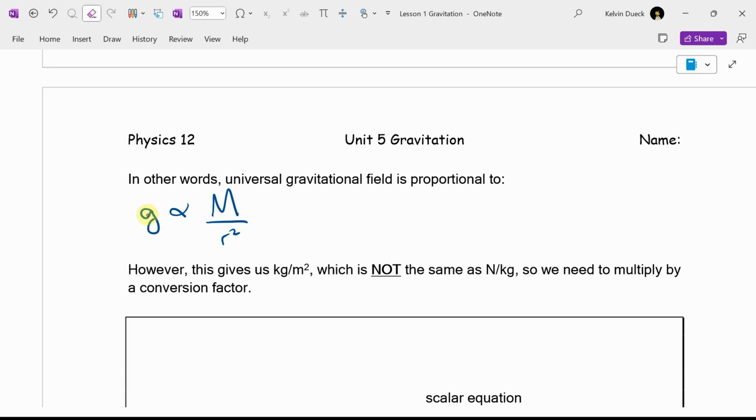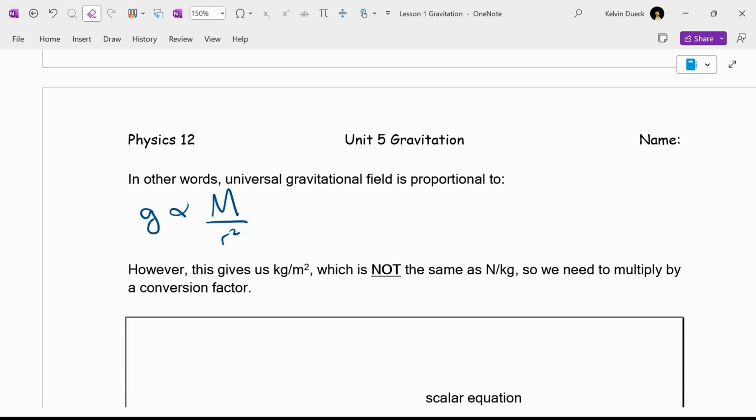What were the units for little g? Gravitational field strength, meters per second squared. But what were the other ones I also said? Newtons per kilogram. What are the units for mass? What are the units for radius? This is kilogram per meter squared, which is not the same as newtons per kilogram.